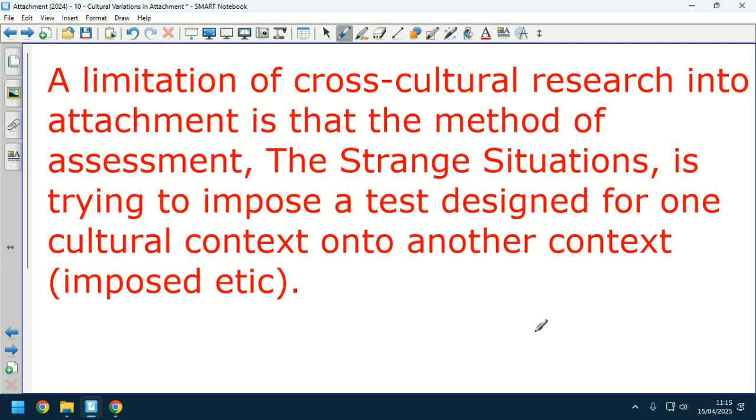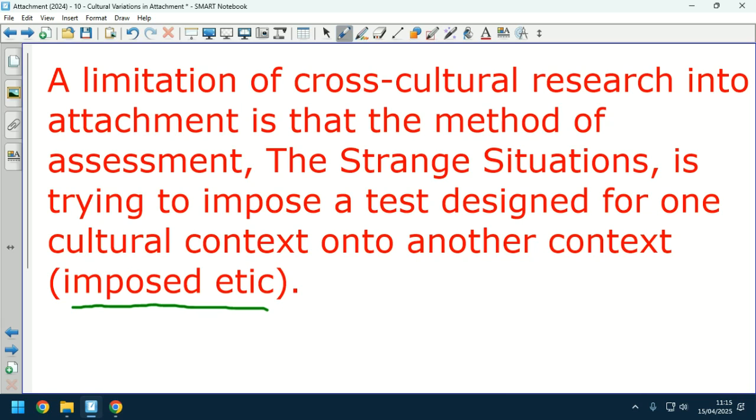Now, moving on, what we do find is that there are other limitations to cross-cultural research. The biggest issue that we will have with Van Ijzendoorn and many of the strange situation studies is this idea of imposed etic. Now of course in year two when you do the issues and debates topic, this will be a little bit clearer to you. But at a very basic level, it's this idea that if I take what I understand into another culture or context, then I could impose what I think is right and wrong into how they do things.